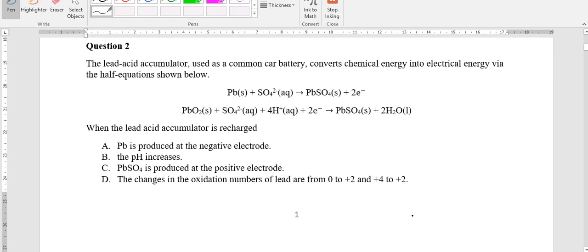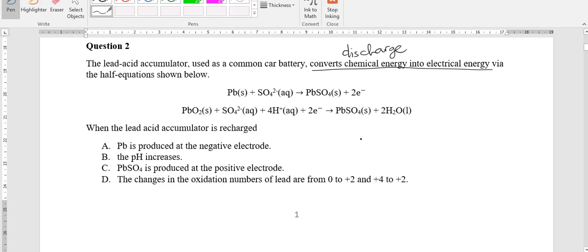The lead acid accumulator converts chemical energy into electrical energy via this half equation. So when you have this, which is a rechargeable secondary cell, you need to make sure you understand and actually can find the piece of information in the question which indicates whether the equations provided are for discharge or for recharge. So in this case, these half equations are for the conversion of chemical energy into electrical energy. Now that is going to be discharge.